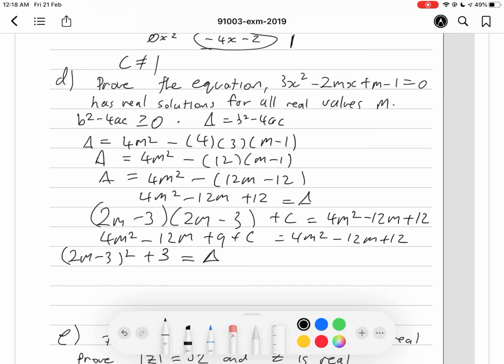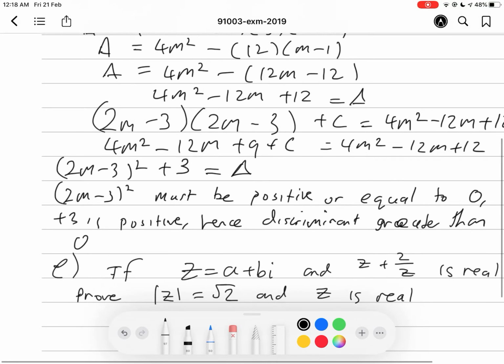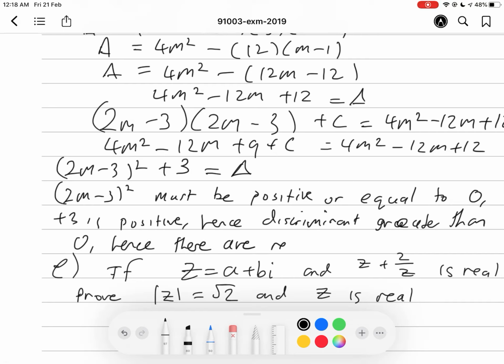As you can see here, any number squared must be positive or equal to 0, and your plus 3 will definitely make it positive. So you can say that 2m minus 3 squared must be positive or equal to 0. Plus 3 is positive, hence discriminant greater than 0, hence there are real solutions.